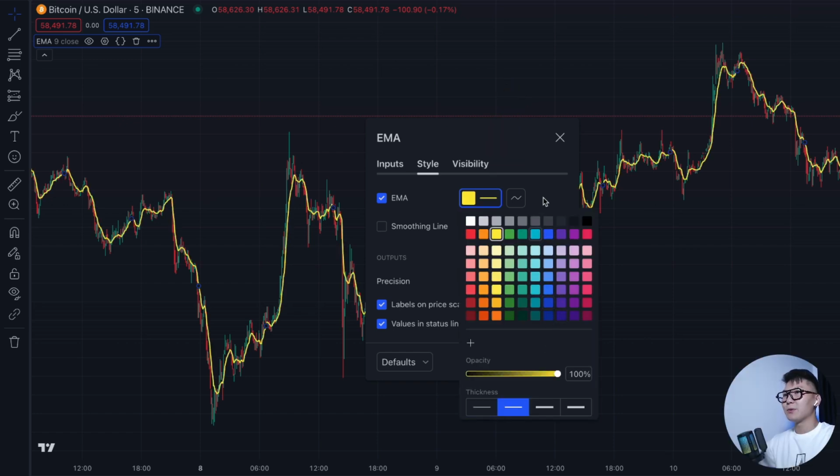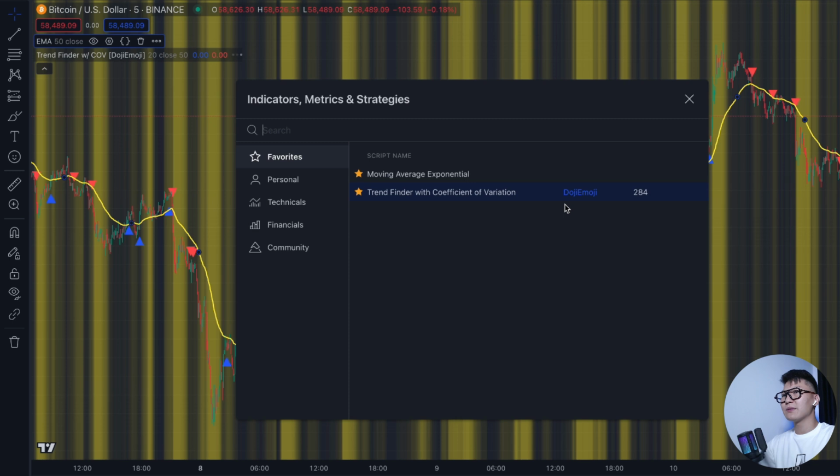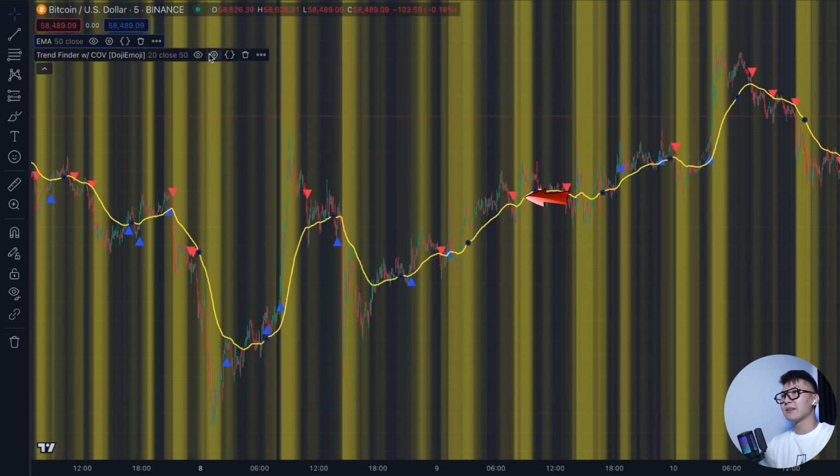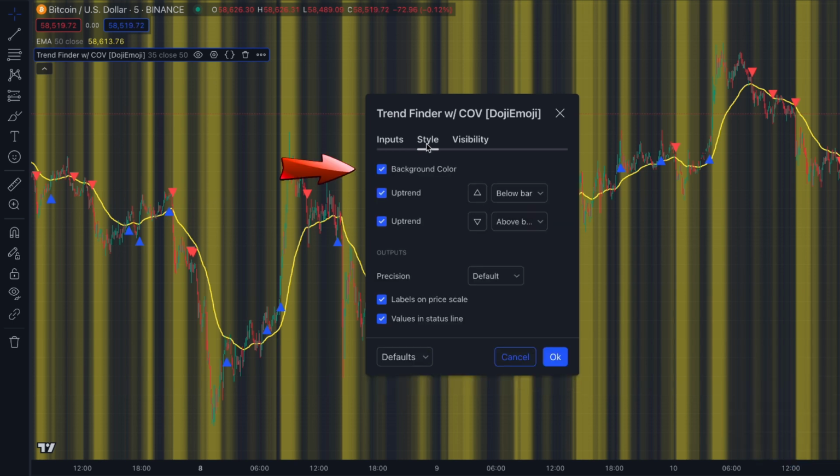And then we go to the inputs and set the period to 50, and the settings for this moving average are now complete. And let's move on to selecting the second indicator. We also need to configure the second indicator. Here we set the period to 35, and in the style tab we remove the background.